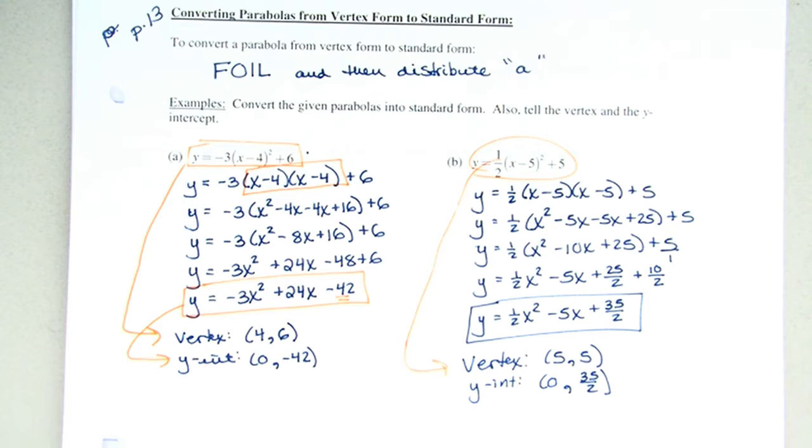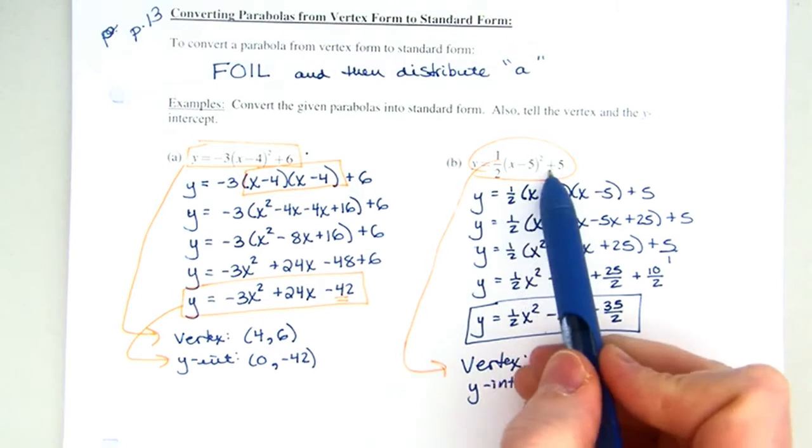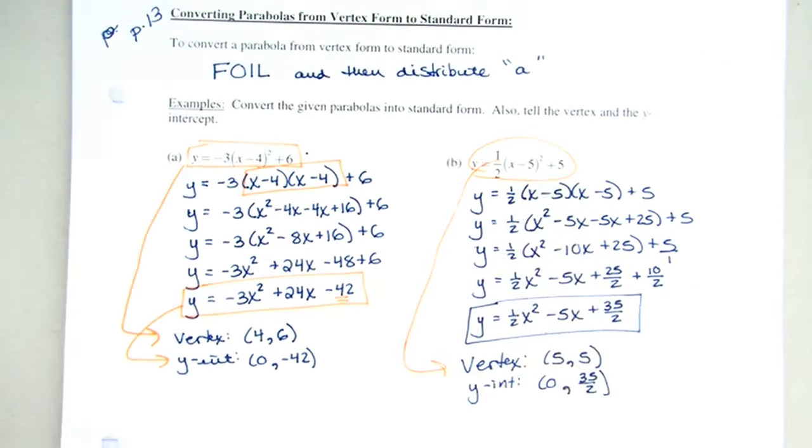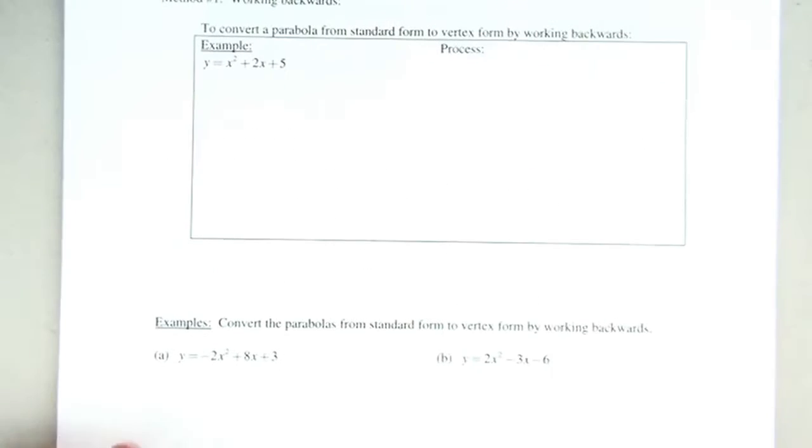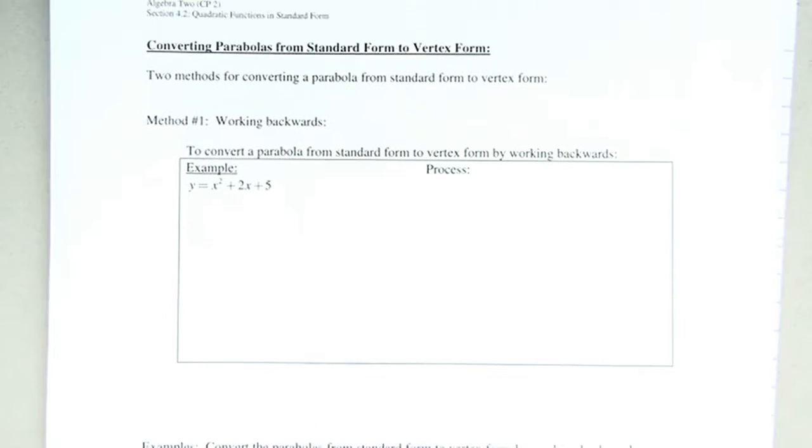So this is how we convert vertex form to standard form. We FOIL and distribute. Going the other direction's a little more involved. Going from standard form to vertex form means we need to do some factoring. But actually not just factoring, that gives us something squared. More with that later. On the next page, we're going to start looking at 2 different methods to go from standard form to vertex form.